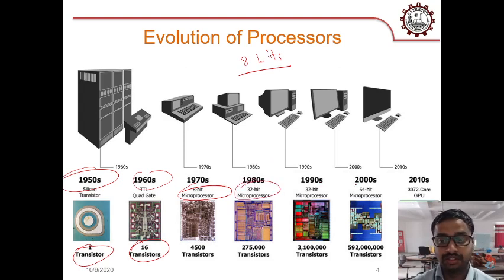Then 32-bit processors, 64-bit processors. Today our domestic computers still use 64-bit processors, whereas bigger supercomputers have lots and lots of GPUs, lots and lots of multi-core processors in them.